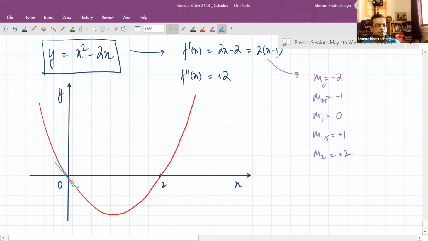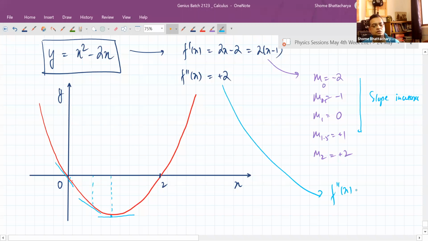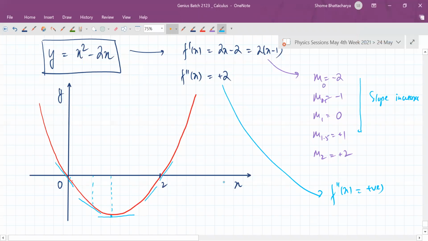Here the slope is negative, but here it is slightly more gentle. Still negative, but slightly more gentle. By the time you're coming here, the slope is becoming 0. So here the slope is increasing. So what can we say about the second derivative? Second derivative is positive. So when you see the graph from above, what kind of shape are you seeing? It's a convex shape.